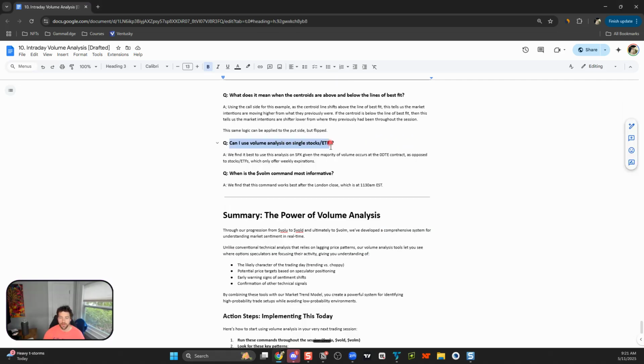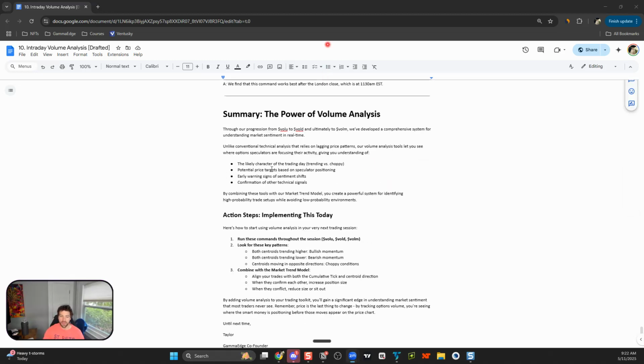Can I use this volume analysis on single stocks and ETFs? We found it best just using it for SPX 0DTE, given that is where the majority of the volume transacts, as opposed to stocks and ETFs, which generally only offer weekly expirations. And again, when is this command most informative? That'd be after the London close, which is 11:30 Eastern Standard Time.